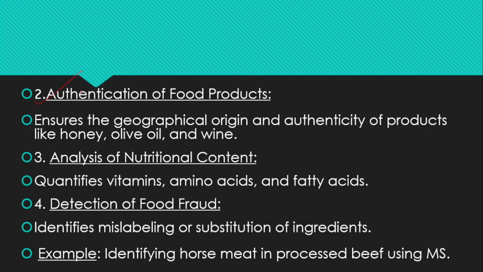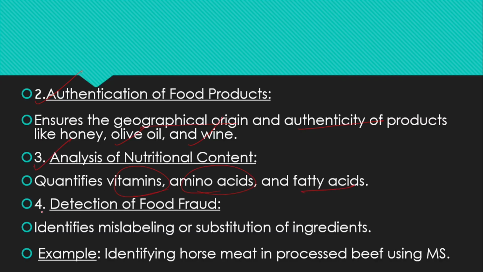Next one is the authentication of food products. It ensures the geographical origin and authenticity of products like honey, olive oil and wine. Next one is the analysis of nutritional content. It quantifies vitamins, amino acids and fatty acids.